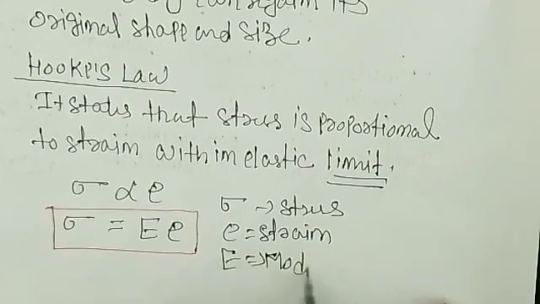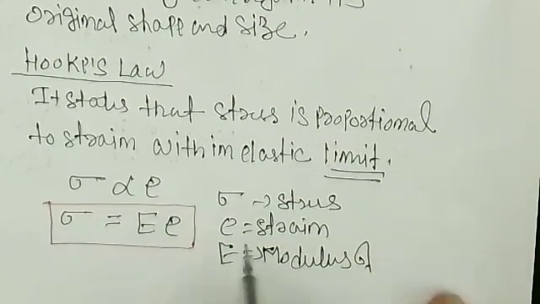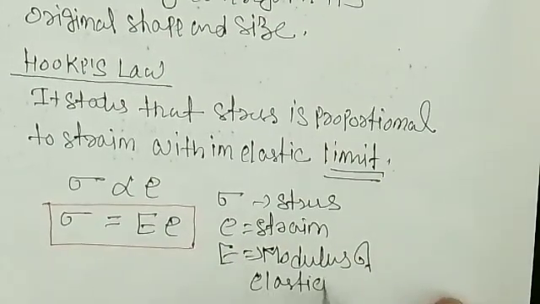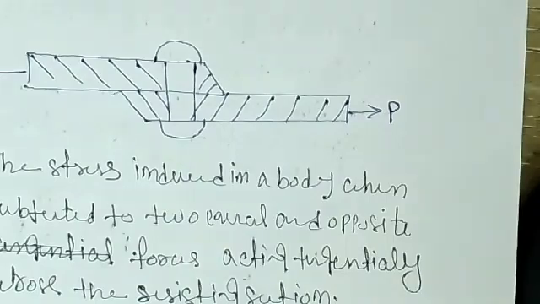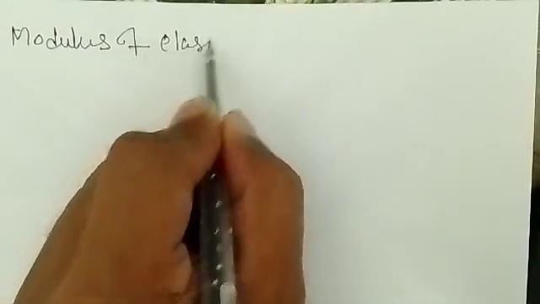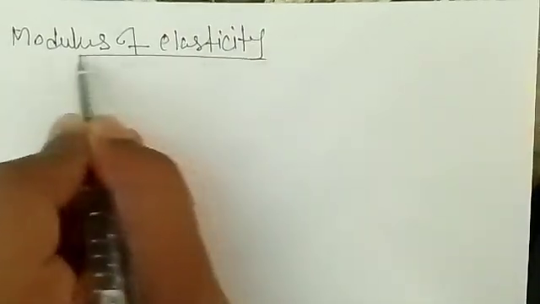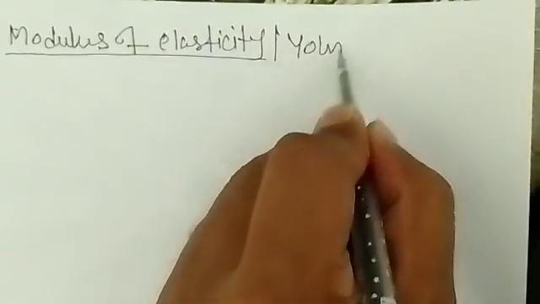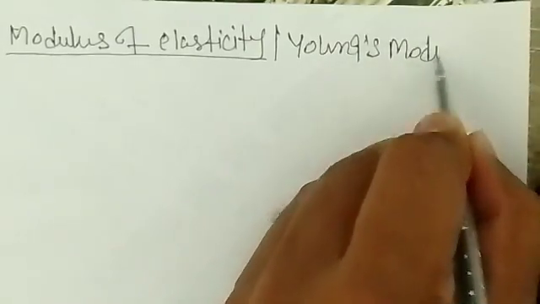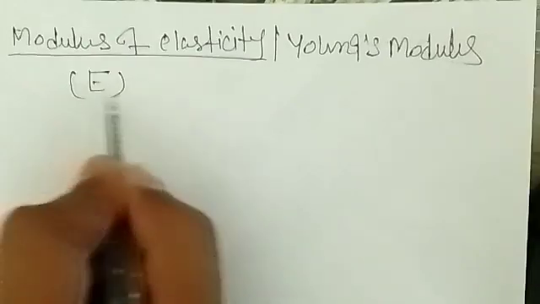Modulus of elasticity is also known as the Young's modulus, right? Now we are going to see the elastic constants. There are certain elastic constants. First, you can see the modulus of elasticity. The modulus of elasticity is also known as the Young's modulus, and we denote this by capital E, right?